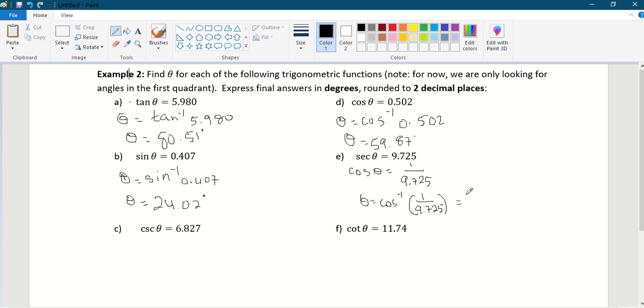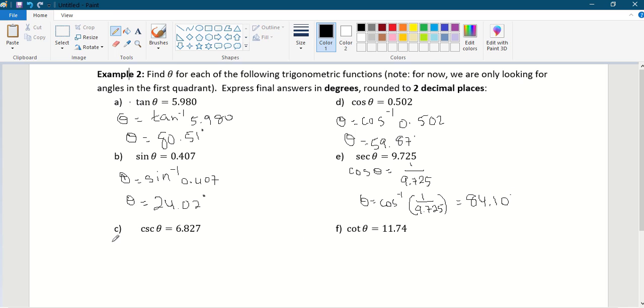In the calculator we'll say cos inverse bracket 1 divided by 9.725. We end up with 84.097. So we can say 84.1 degrees. Okay, 84.10 degrees if you like.